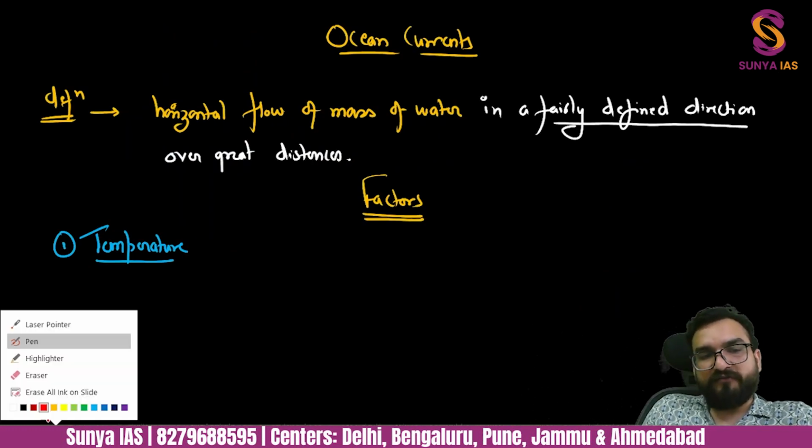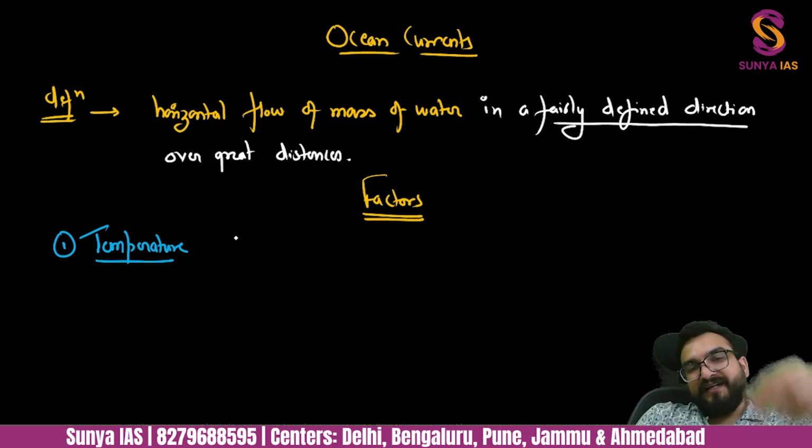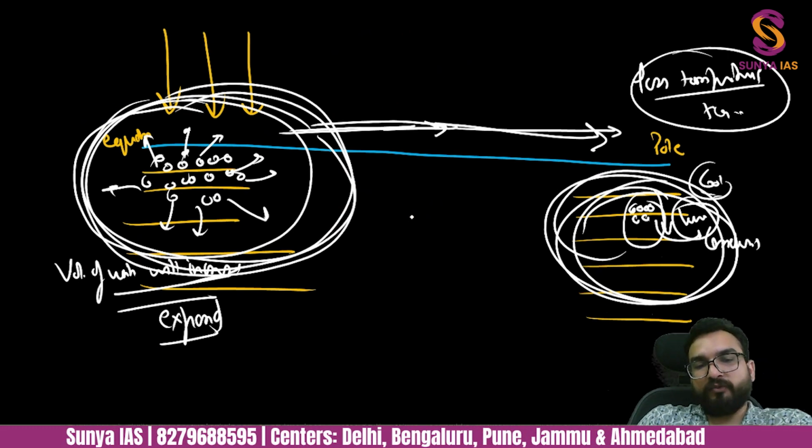Okay, one very important factor which is leading to the horizontal flow of mass of water in a fairly defined direction over great distances. Second, which you can say is wind, and wind includes basically your planetary winds, you can write. Planetary winds. Those who have studied planetary winds must be understanding. Those who have not, you have to study too, guys. Planetary winds, what do you understand by that?